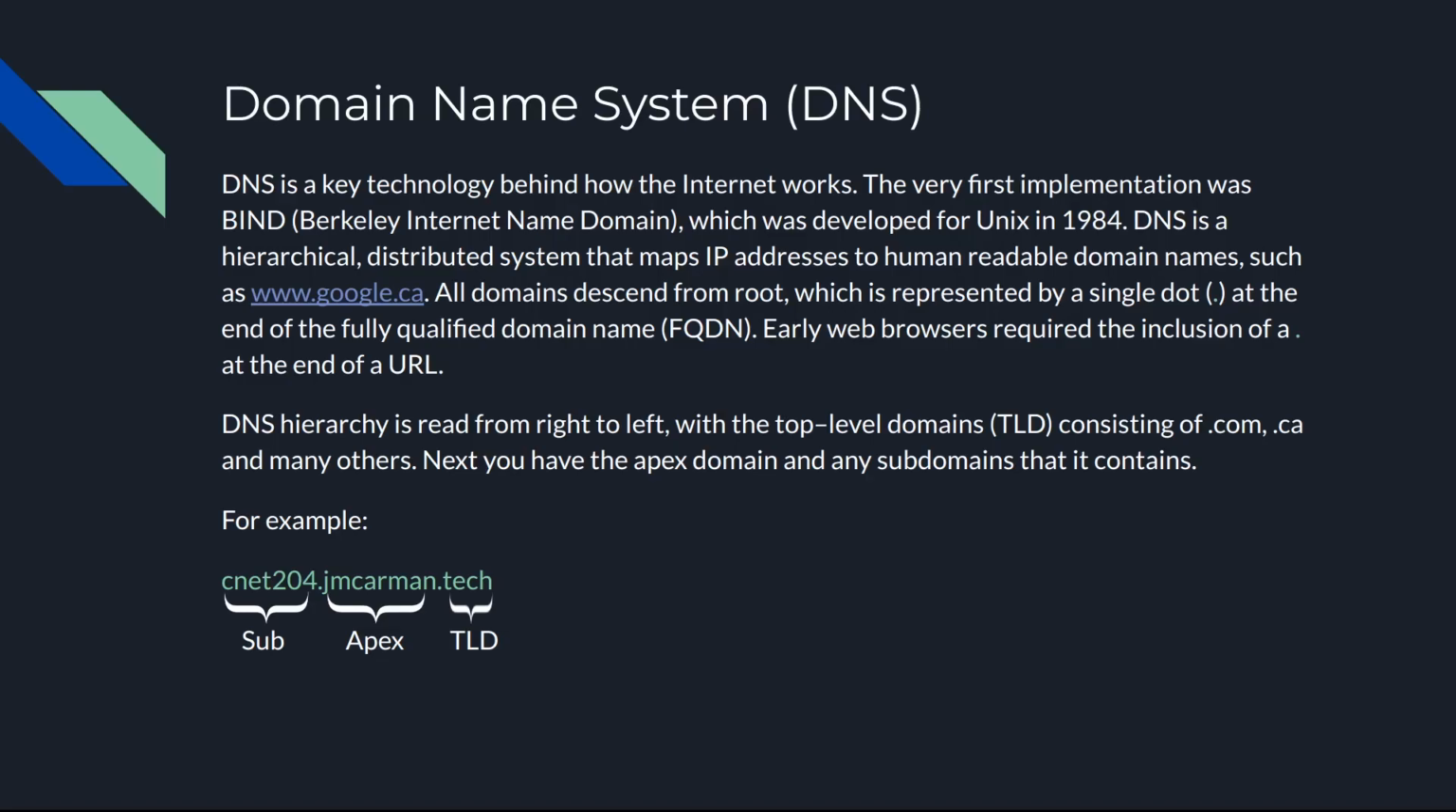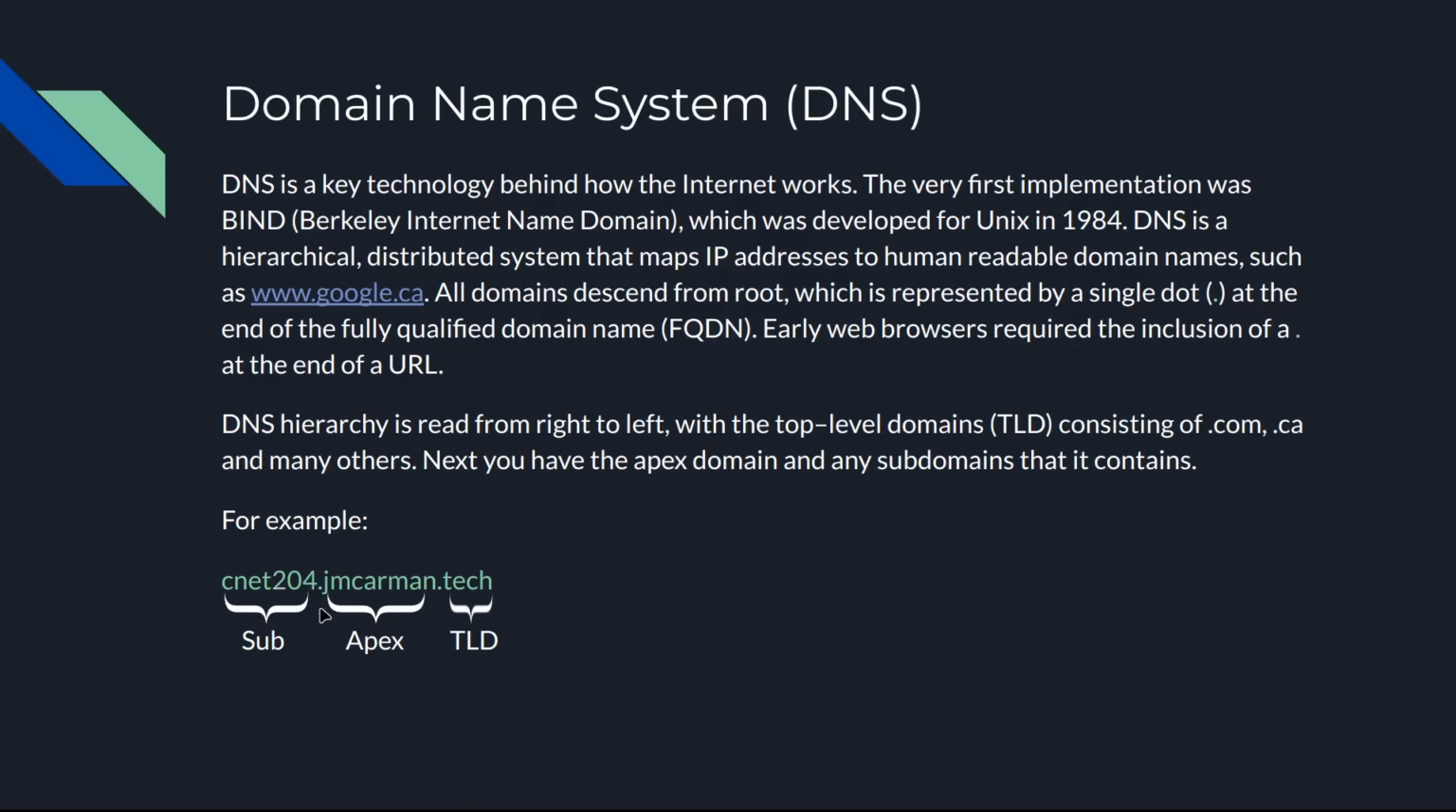Now, DNS is hierarchical, right? Everything descending from root, which is represented by a dot at the end of the domain name. For that reason, it's read from right to left, not left to right, with your top-level domains, .com, .ca, and so on and so forth, at the very end, after that dot that descends from root. Next, you have the apex domain, and any subdomains they contain.